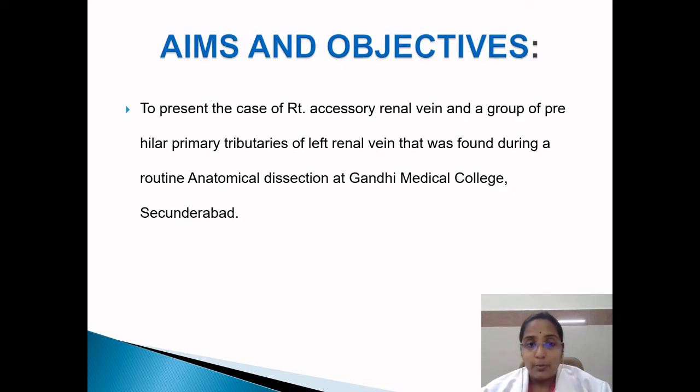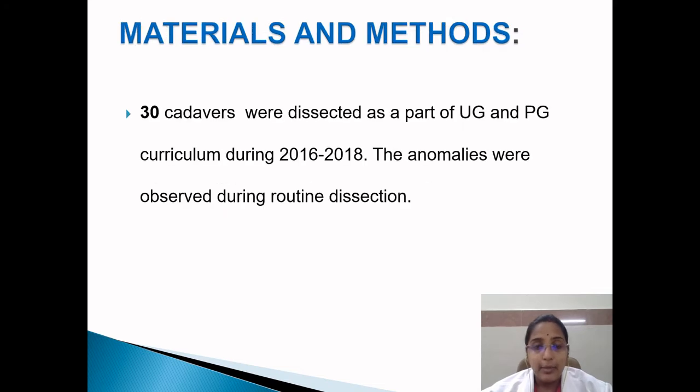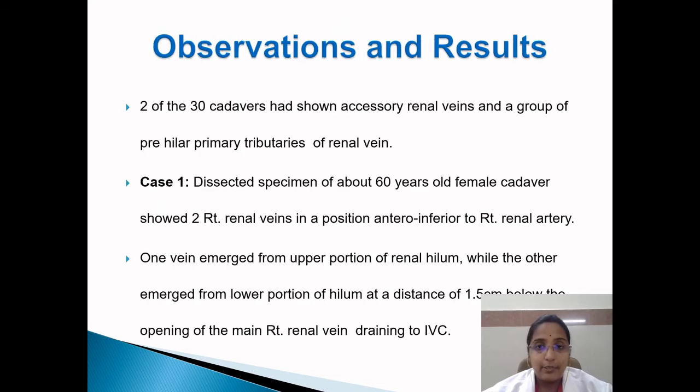Coming to the aims and objectives: to present the case of the right accessory renal vein and a group of prehilar primary tributaries of the left renal vein that were found during routine anatomical dissection at Ghanpur Medical College, Secunderabad, Telangana. Coming to the materials and methods, 30 cadavers were dissected as a part of the undergraduate and postgraduate curriculum during the years 2016 to 2018. The anomalies were observed during the routine dissection.